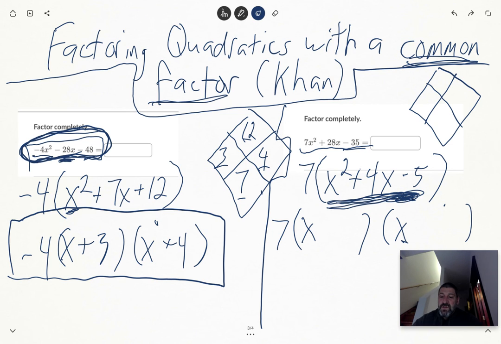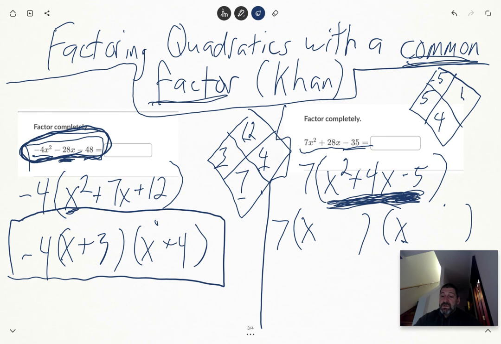Okay, so once I've taken the 7 out, I've got this here, so negative 5 goes on the top, and our 4 goes on the bottom. So two numbers that multiply to give us negative 5 and add to give us 4. Okay, so multiply to give us 5. There's only two numbers that multiply to give us 5. That would be 5 and 1.